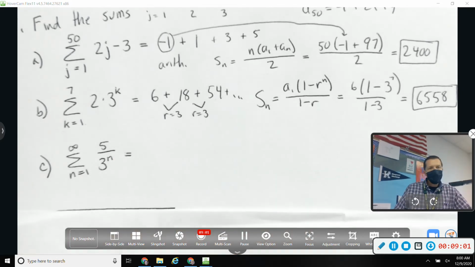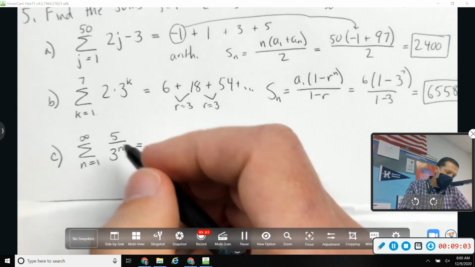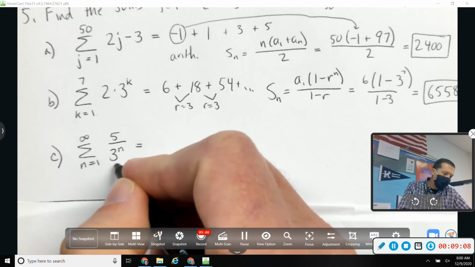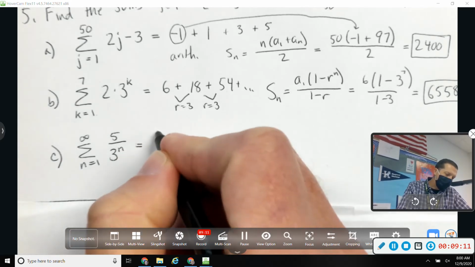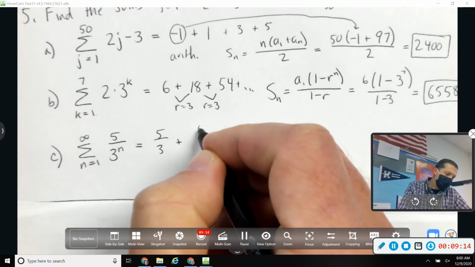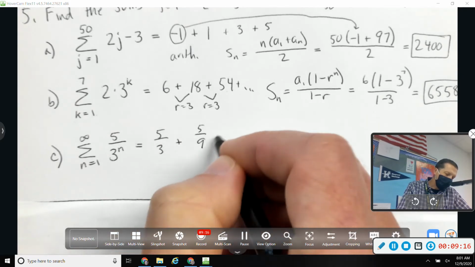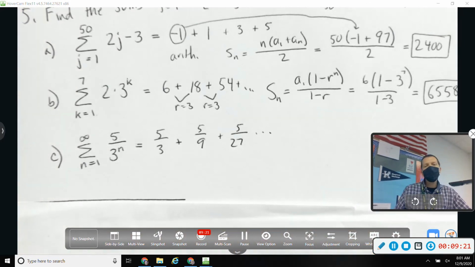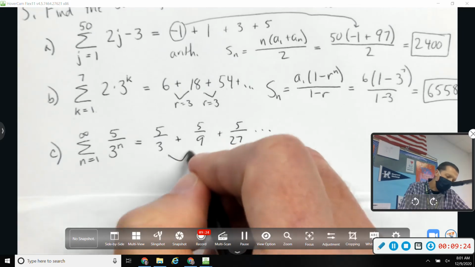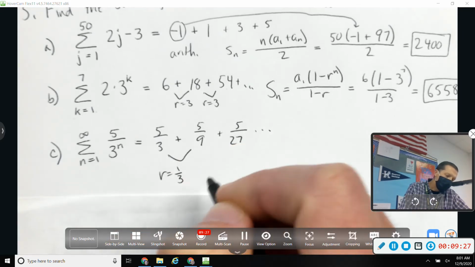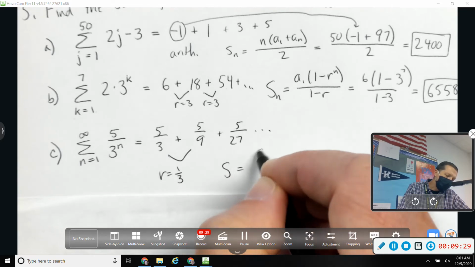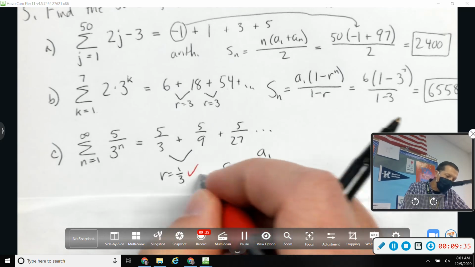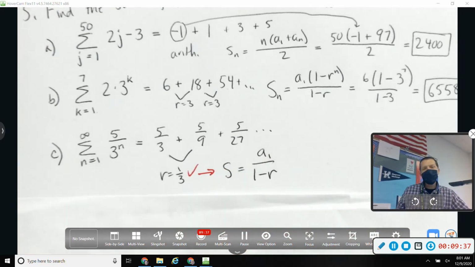All right, for part C, again, I'm pretty sure what type of formula or what type of sequence it is, but let's plug things in and see. So 3 to the first is 3, 3 squared is 9, 3 cubed is 27, and so on. So I'm pretty sure R is 1/3, and the infinite sum formula, a1 over 1 minus r, we're eligible to use that because r is less than 1, so we're okay to use this formula.